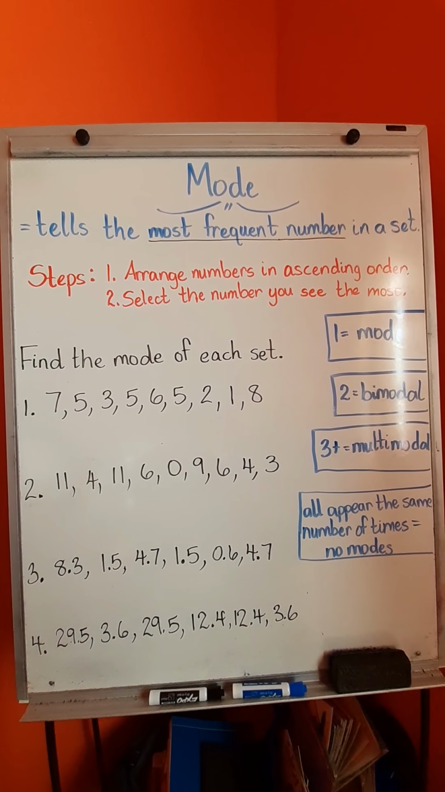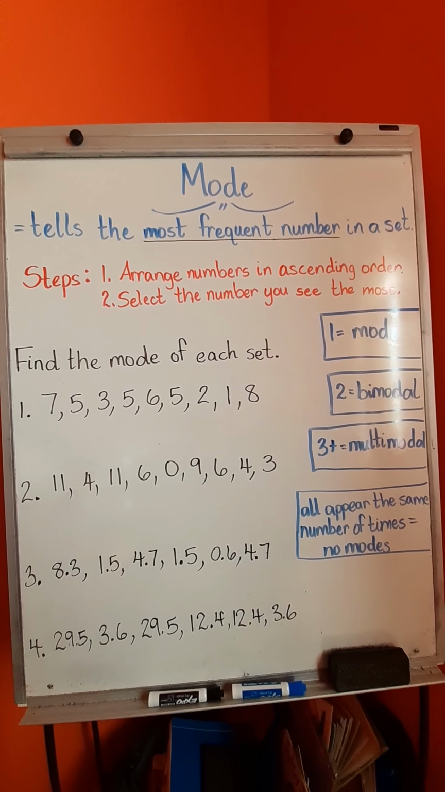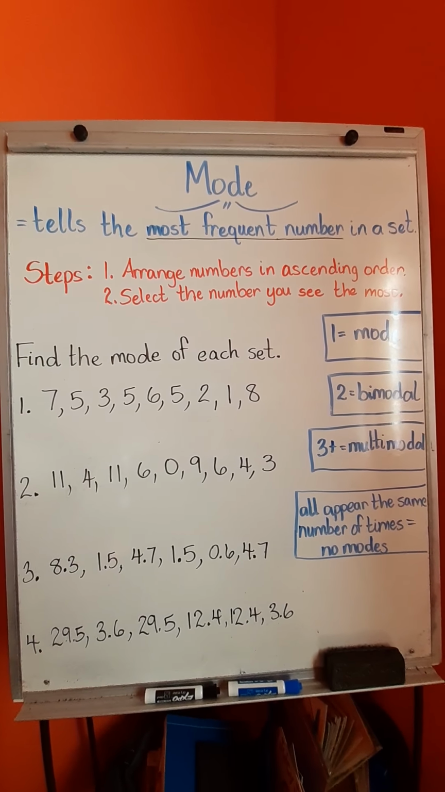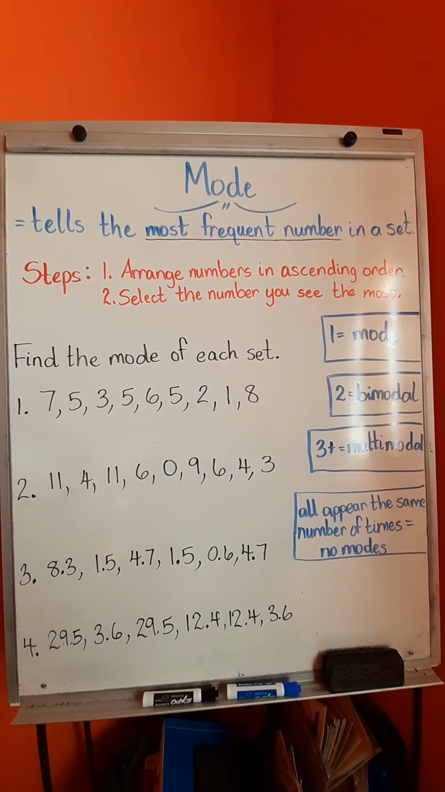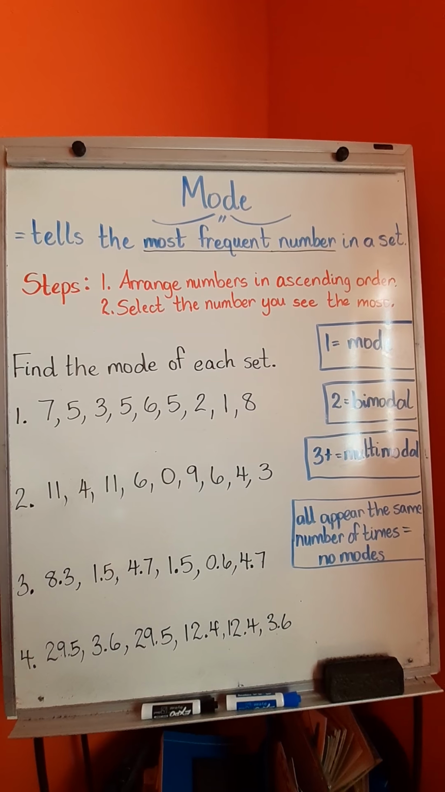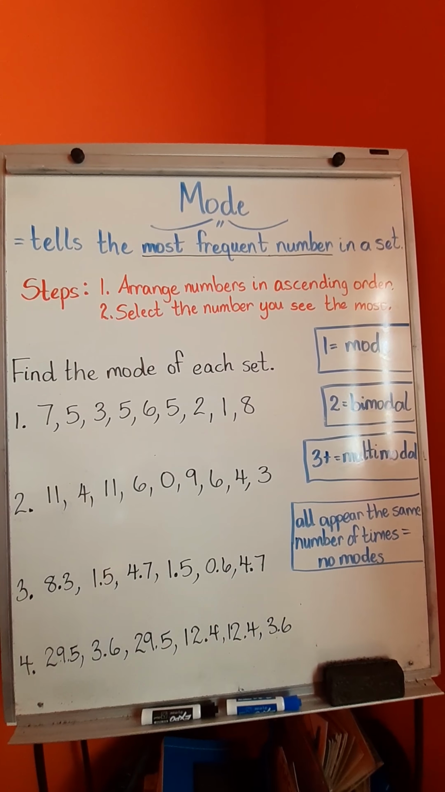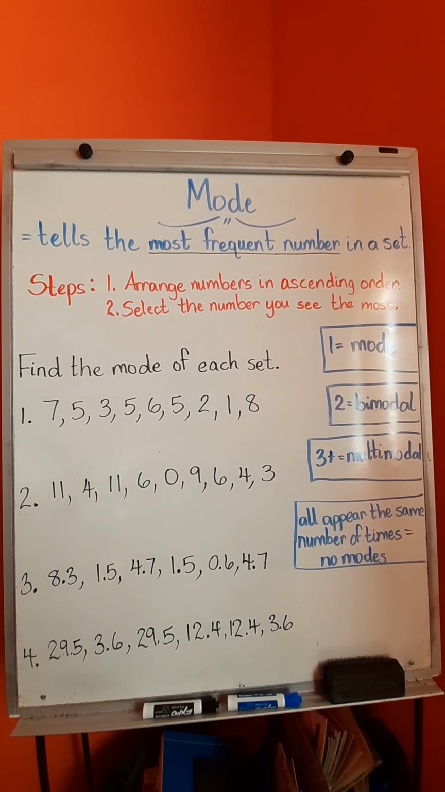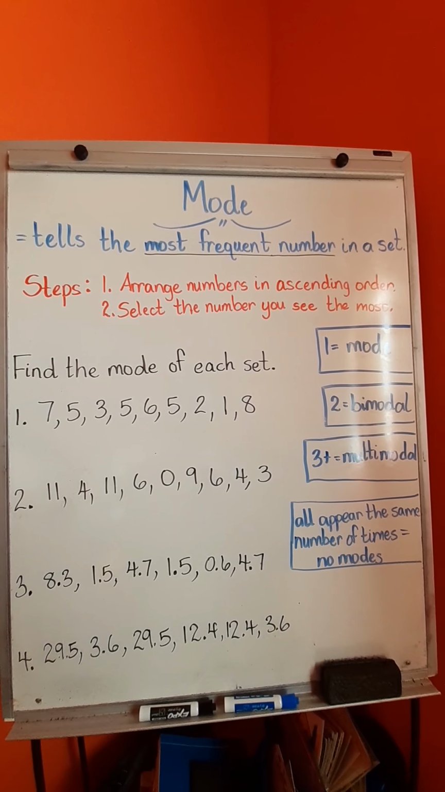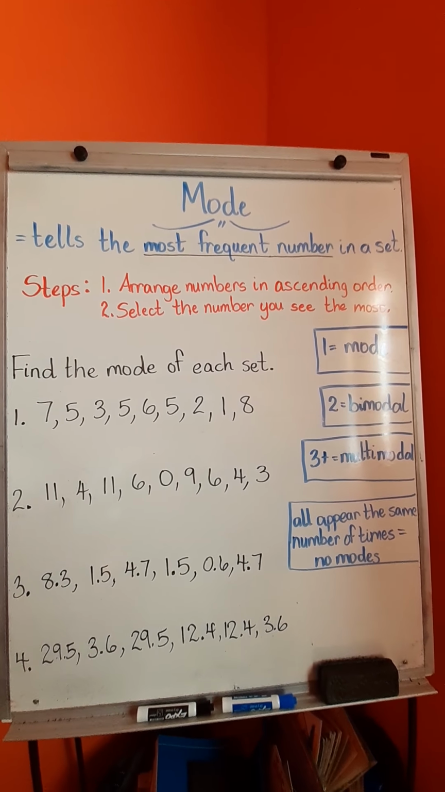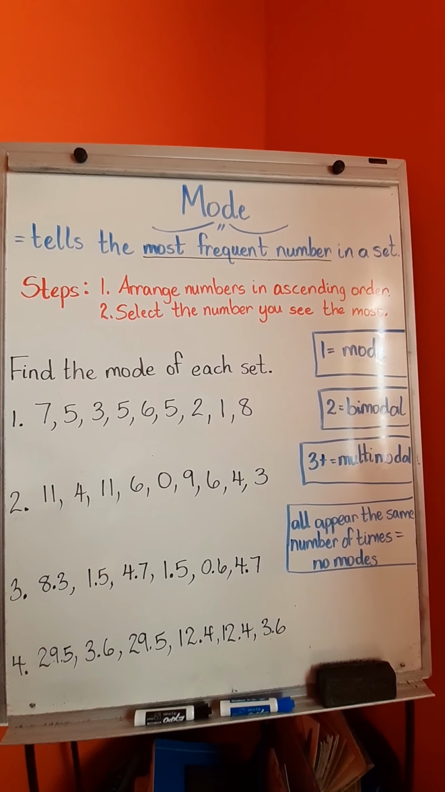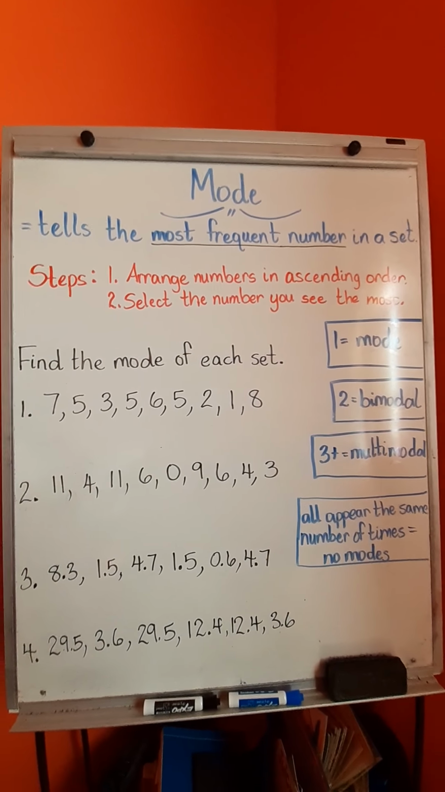For this video, as promised, we will be looking at finding the mode. Mode tells the most frequent number in a set. Simply put, the number that you see the most. There are two steps to finding the mode. Step 1, arrange numbers in ascending order. Step 2, select the number you see the most.